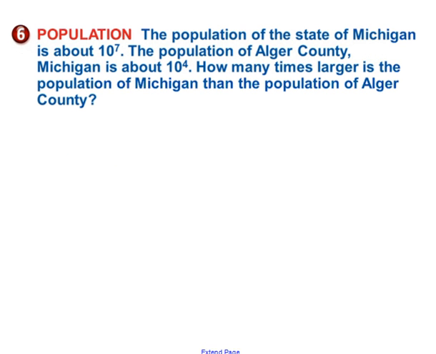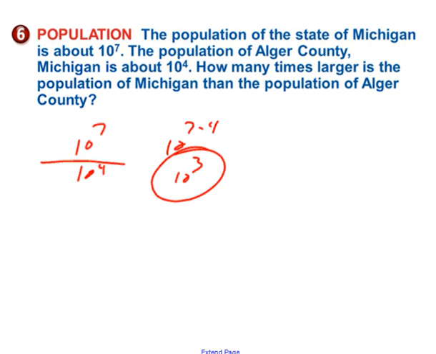The population of the state of Michigan is 10 to the 7th. The population of Alger County, Michigan is about 10 to the 4th. How many times larger is the population of Michigan than the population of Alger? So I need to divide 10 to the 7th by 10 to the 4th. That becomes 10 to the 7th minus 4. 10 to the 3rd is how many times bigger the state population is than the county population.